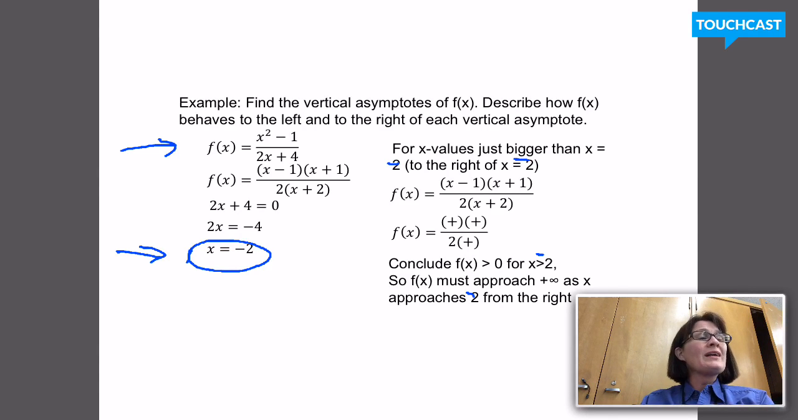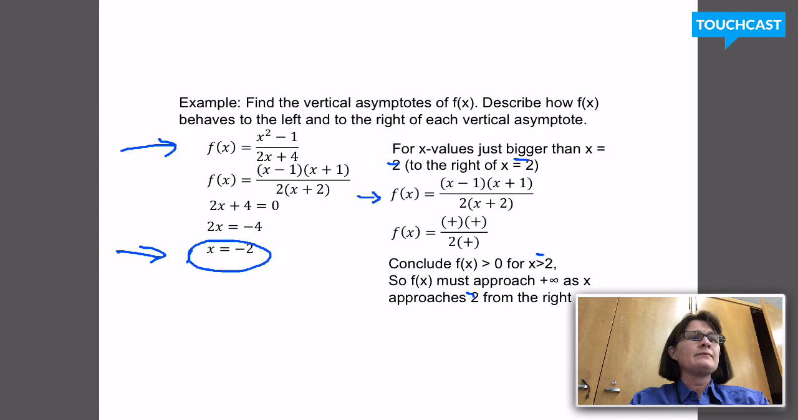So what I want to think about is, what if I were going to use x values that are just a little bit bigger than -2? Those are numbers to the right of x equals -2. So I have this factored version of my function that's going to be very helpful. And so think of a number that's a little bit bigger than -2.